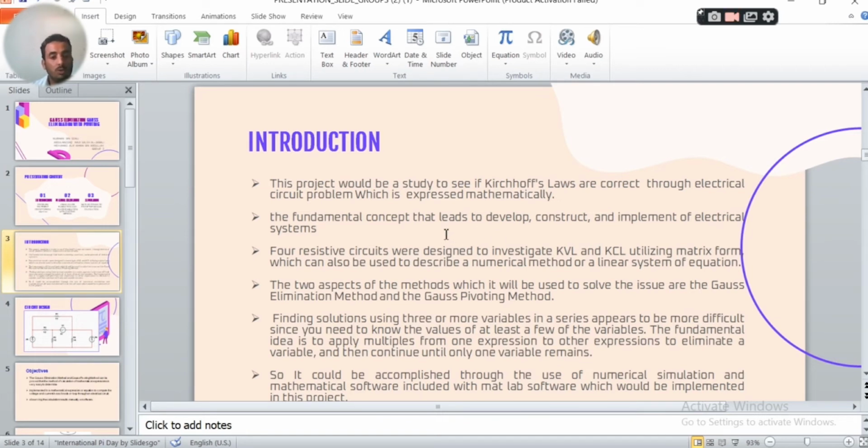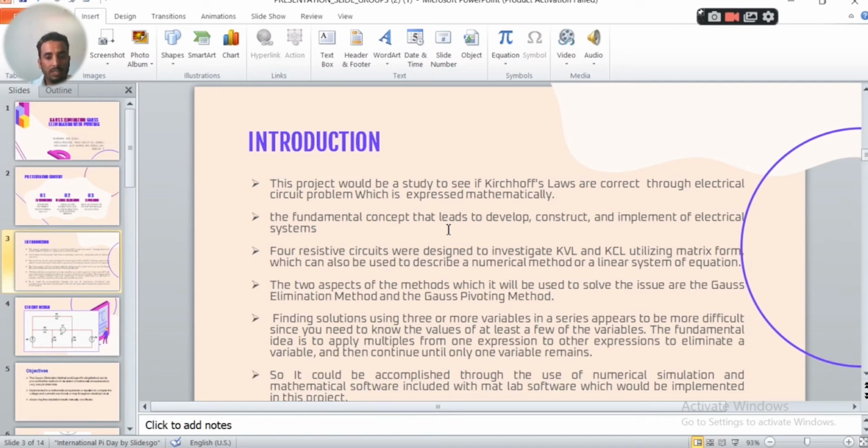In this project, we study whether Kirchhoff's laws are correct through an electrical circuit problem, which is expressed mathematically. Through that circuit, we applied KVL and KCL for the nodes of the problem to obtain the equations, and solved the equations using Gauss's elimination method, the numerical method which we chose to answer our assignment.